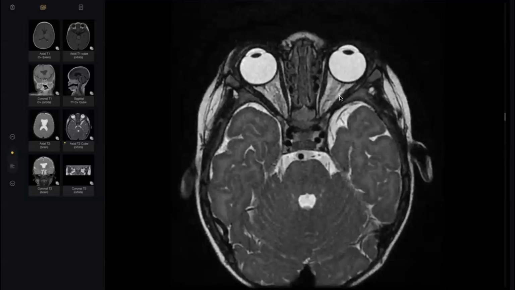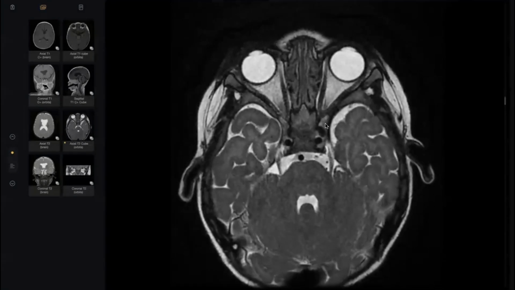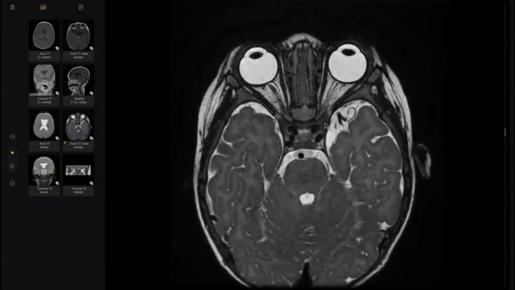Here, sir, just a mild perioptic nerve sheath fluid and something in the left ICA. No, this is cavernous ICA. Doctor, look here, please. Look here. What happened?